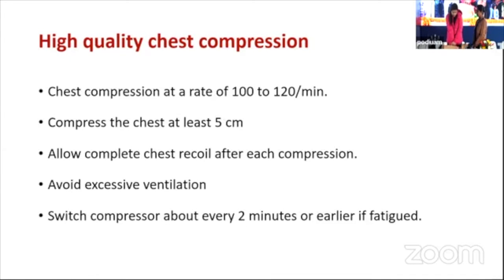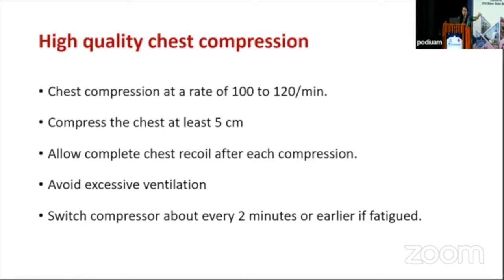Okay, stop. So what are the 5 points of high quality chest compression? Chest compression should be at the rate of 100 to 120 compressions per minute. The depth should be at least 5 centimeters. Allow a complete chest recoil. Avoid excessive ventilation. We should never give excessive ventilation because that will further compromise the cardiac output by compromising the venous return of the patient.